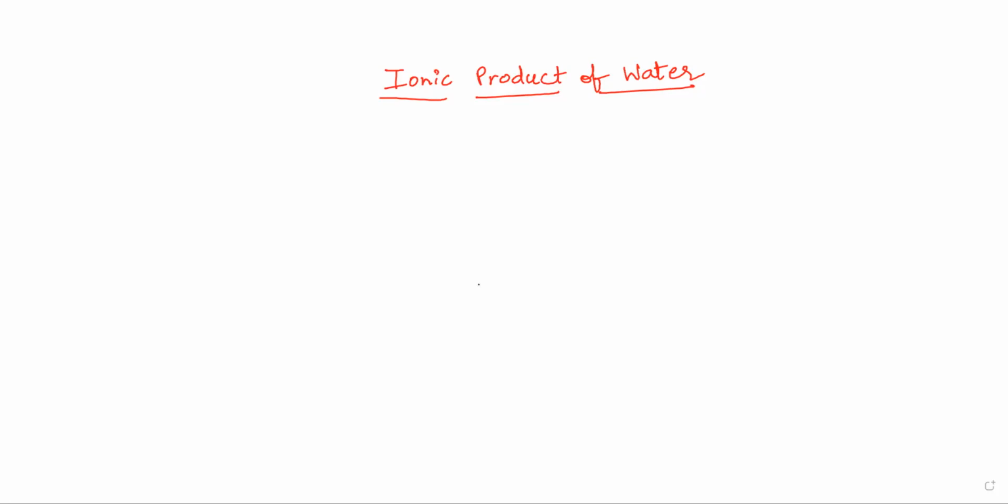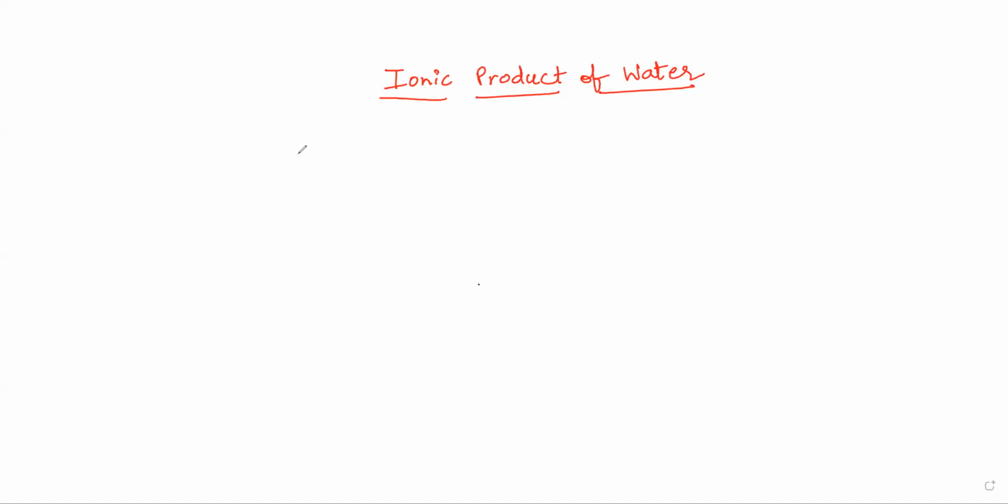So today we will discuss the ionic product of water. This is a very important and very nice topic. Basically, you know that the most important property of water is its ability to act as either a Bronsted-Lowry base or a Bronsted-Lowry acid. What does it mean? It means that water can act as a proton donor as well as a proton acceptor. Let's see.